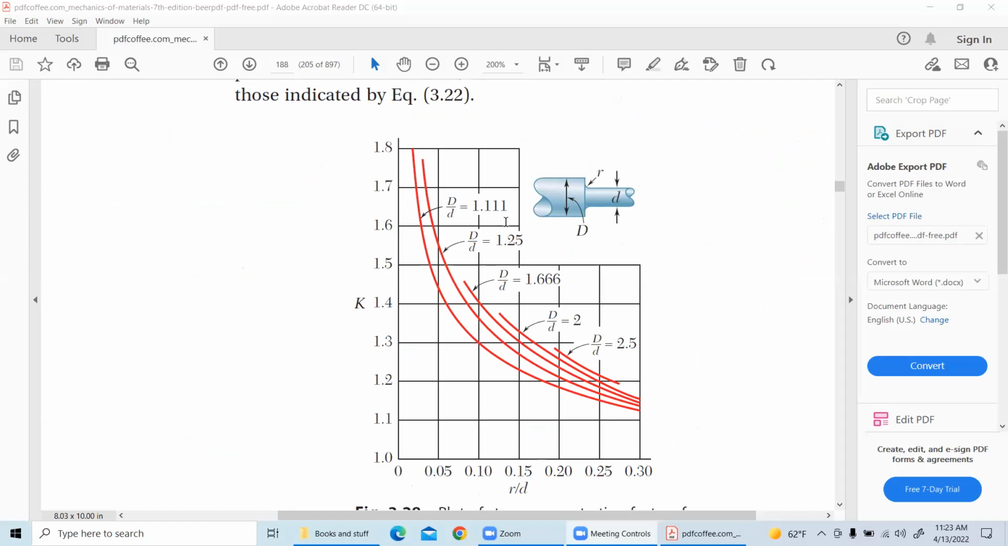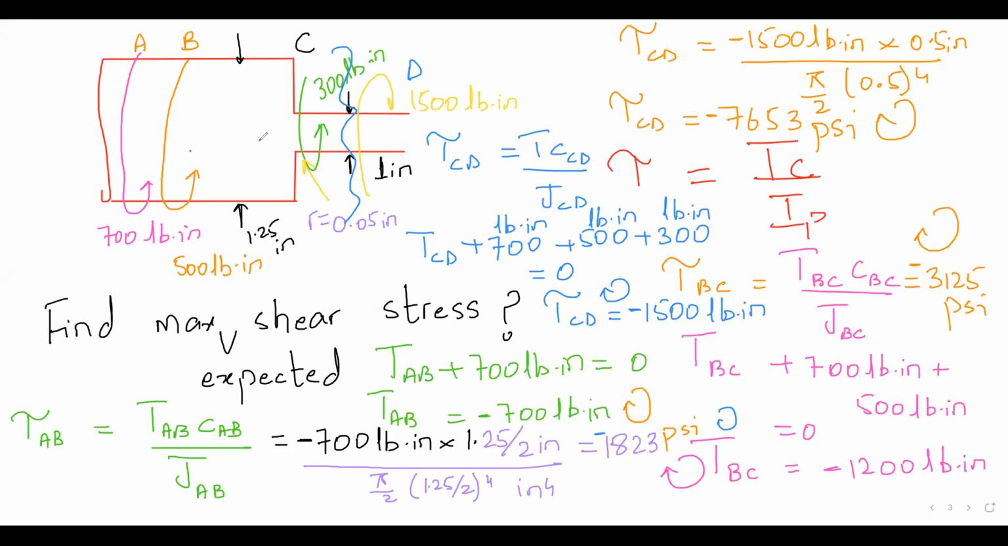D over d is equal to 1.25. R over d is equal to 0.05. Yes, because the small d is 1 and the R is 0.05. Okay, I think he's right. So just for the sake of double checking, hang on for a second. R over small d is 0.05. He said 0.05. Good. Capital D is 1.25. Small d is 1. So I think he's again right. Very nice. 6, 5, 4, 3, 2, 1.